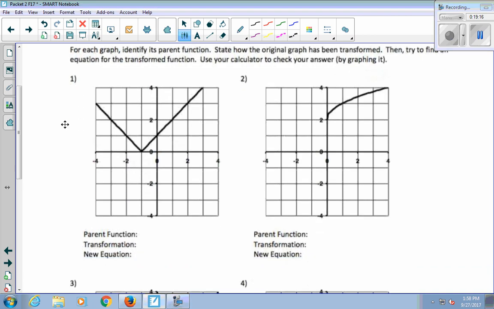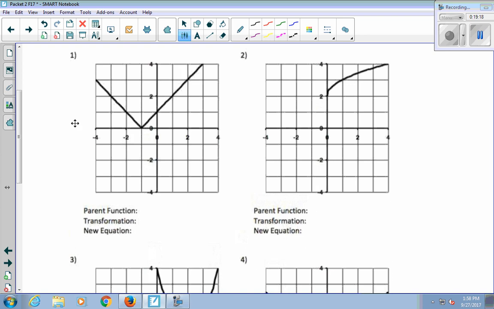All right, so for number 1 here, that looks like the absolute value function. So y equals absolute value of x, that's my parent. And it looks like I just moved it left 1 unit. So my new equation would be y equals, to go left 1, I have to change the x. So it's going to be inside the function. So this is going to be the absolute value of x, and it's going to be the opposite of what I would think, so +1.